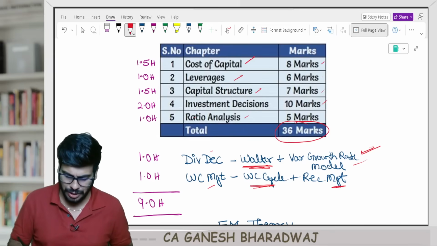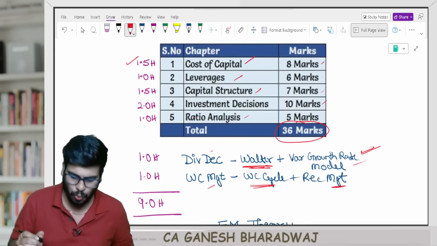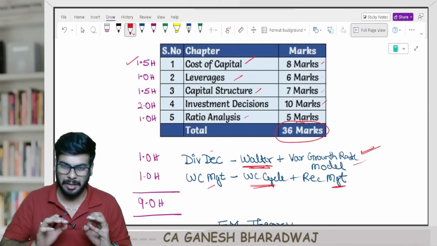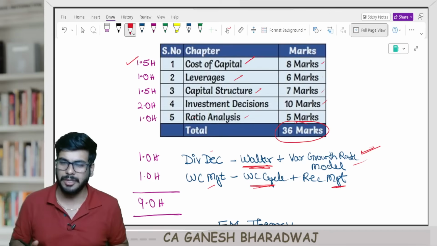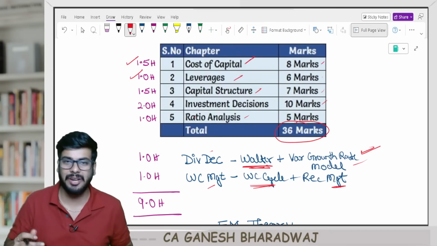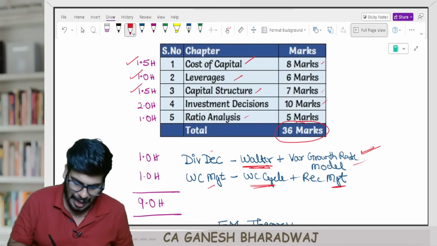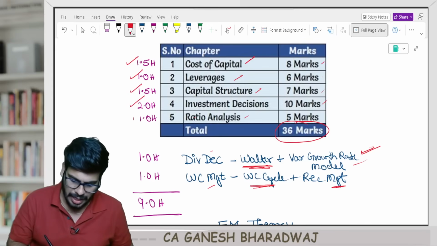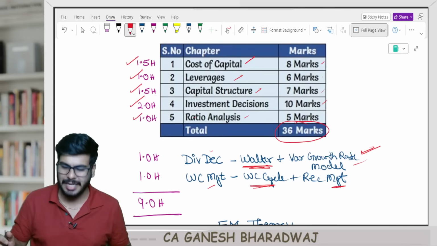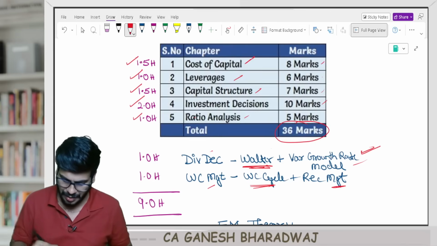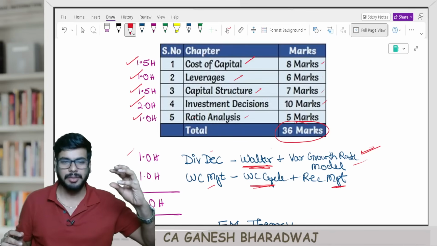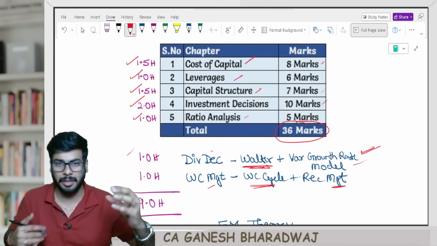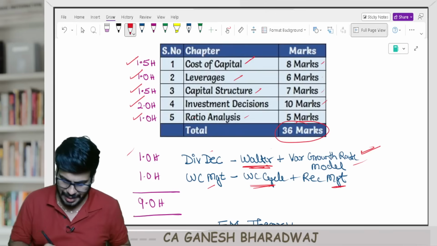What I would suggest is first spend the first 1.5 hours on cost of capital. Do it properly. Generally, this chapter is a must visit. Then for leverages, take 1 hour. For capital structure, take 1.5 hours. Investment decisions, 2 hours. Ratio analysis, 1 hour. And dividend decisions, these two concepts, Walter and variable growth rate, maximum 1 hour you can allocate. And then working capital management, where you can do sums from the concepts of working capital cycle and receivables management.